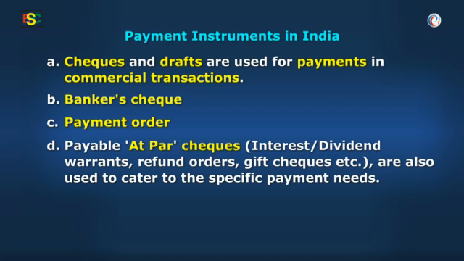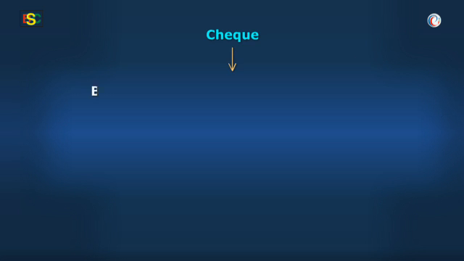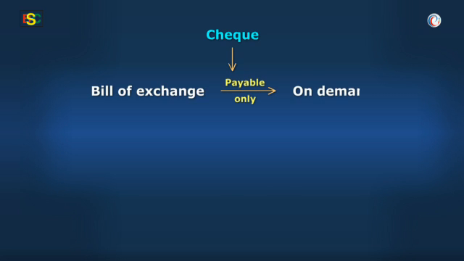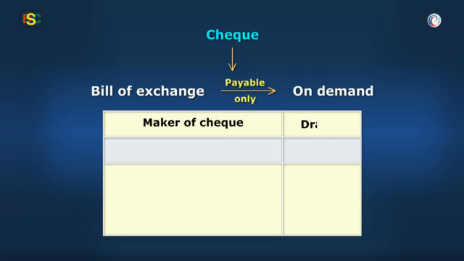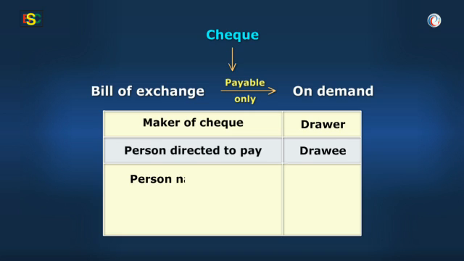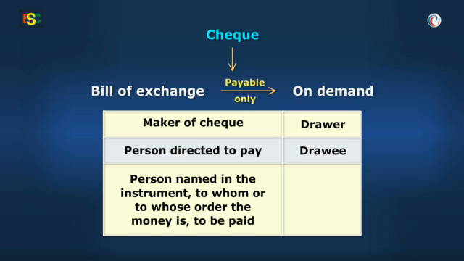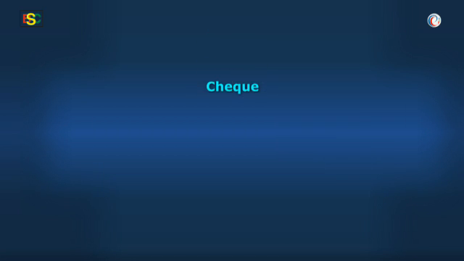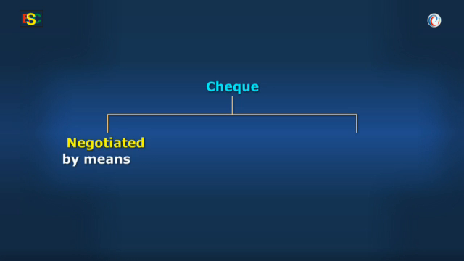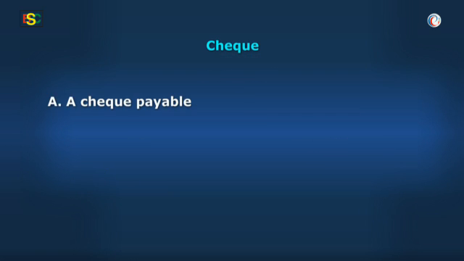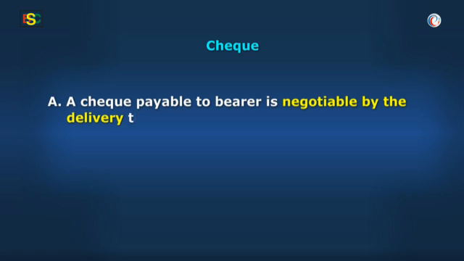Vidya, now let's understand about check. A check is a bill of exchange drawn on a specified banker and payable only on demand. The maker of the check is called the drawer, and the person directed to pay is the drawee. The person named in the instrument to whom or to whose order the money is to be paid is called the payee. A check is a negotiable instrument which can be further negotiated by means of endorsement and is payable on demand.